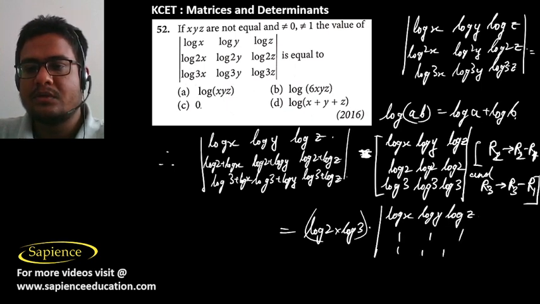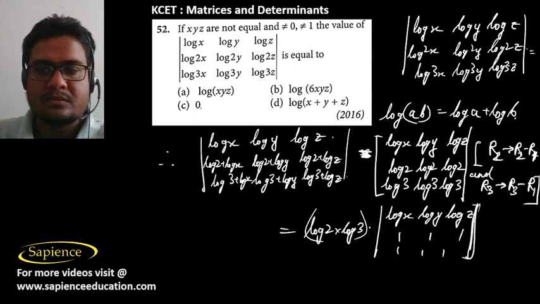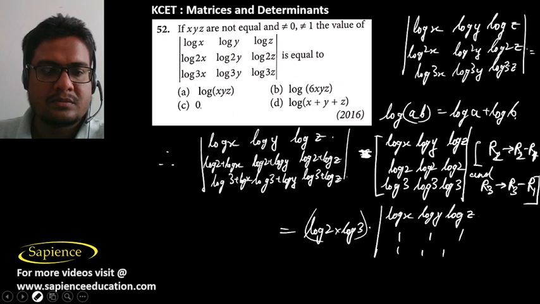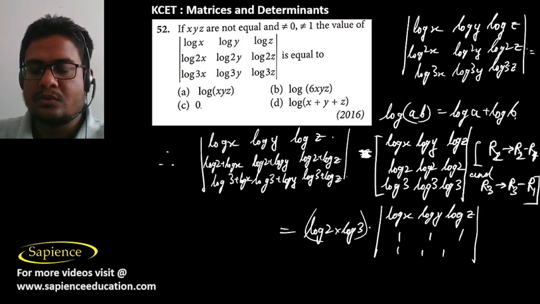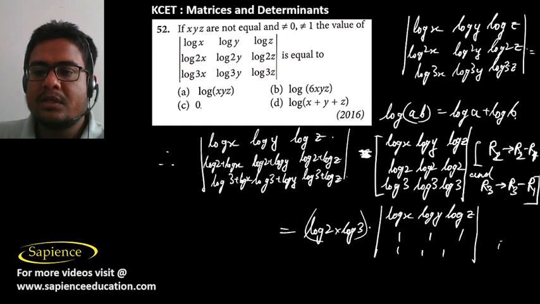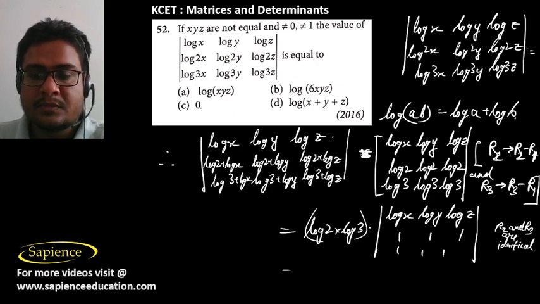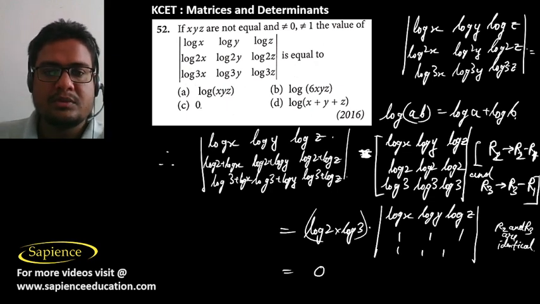And now since the second row and third row are identical, here R2 and R3 are identical, that is why the value of the determinant will become 0. So option C is the correct answer.